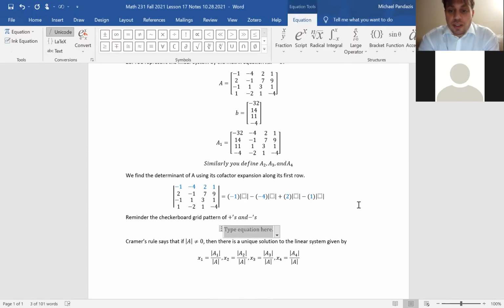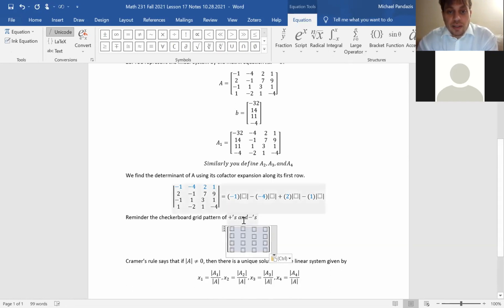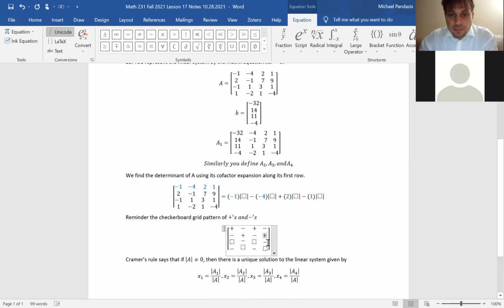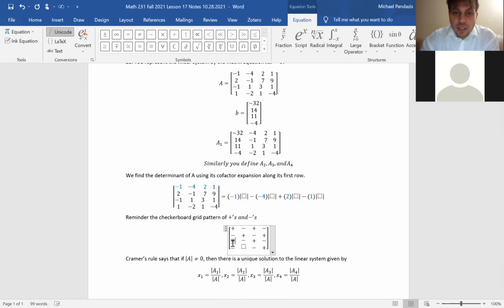Below I'm just putting the checkerboard pattern here, right? You have a plus here, a minus there, a plus here, and a minus here. And so it's a checkerboard pattern. So to save time, we're gonna do all the minuses first, then the pluses. Okay, so when we move along the first row, we're taking pluses and minuses of the products.